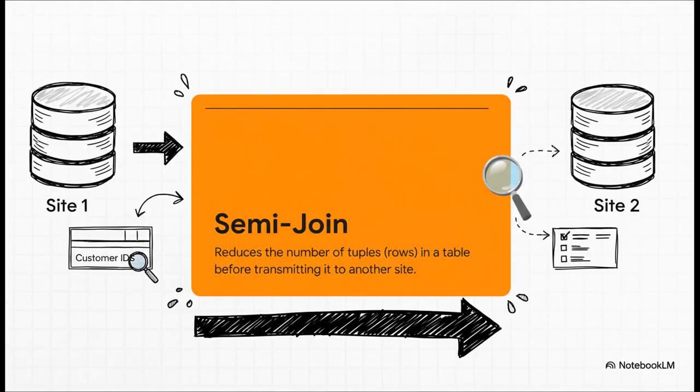And this brings us to the hero of our story, the semi-join. It's this really clever operation that does exactly that. So before sending a massive table of customer data from Site 1 to Site 2, Site 2 can first send a tiny list of just the customer IDs it actually cares about. Site 1 then uses that list to filter its giant table, keeping only the rows, or tuples as they're called, that matter. And then it sends that much smaller file back.